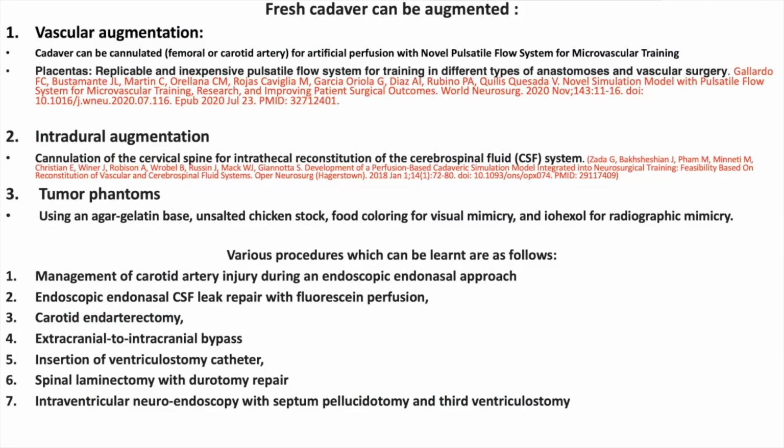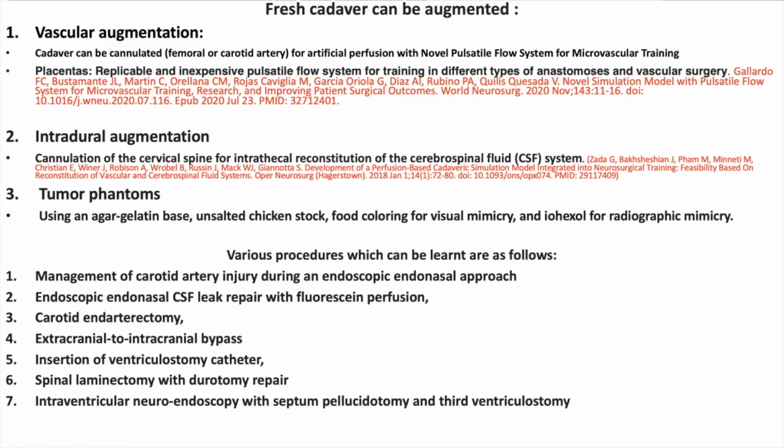The fresh cadaver can be augmented, vascular augmentation can be done, cadaver can be cannulated in femoral artery or the carotid artery or artificial perfusion with pulsatile flow system, and using this microvascular training can be learned. Placenta can also be used. These can be connected to pulsatile flow system for training in different type of anastomosis and vascular surgery.